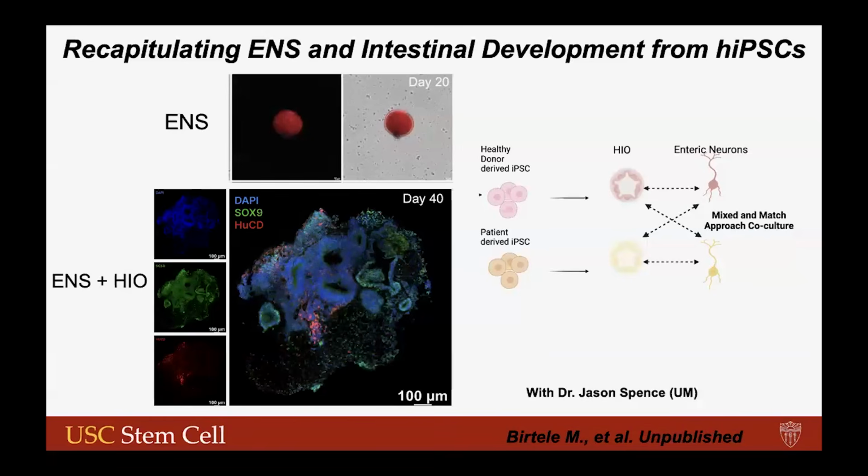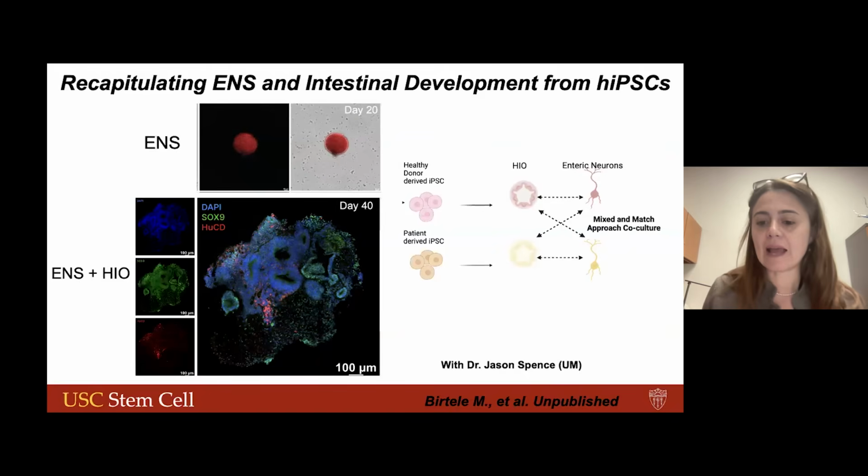Then the question now is to understand if this increased maturation also has an effect on the intestinal epithelium. And so in collaboration with Jason Spence, we are trying to understand a bit more about how SYNGAP affects, for example, the niche or other intestinal cell types.